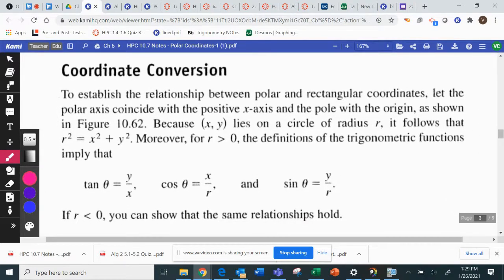So coordinate conversion: if you're given a rectangular ordered pair, which is x, y, and you need to put it in polar form or vice versa, we can use any of these relationships to help us. And here's another relationship as well. r squared equals x squared plus y squared. Tangent equals y over x. Cosine theta is x over r. Sine theta is y over r. That's stuff that I was doing on the front page.